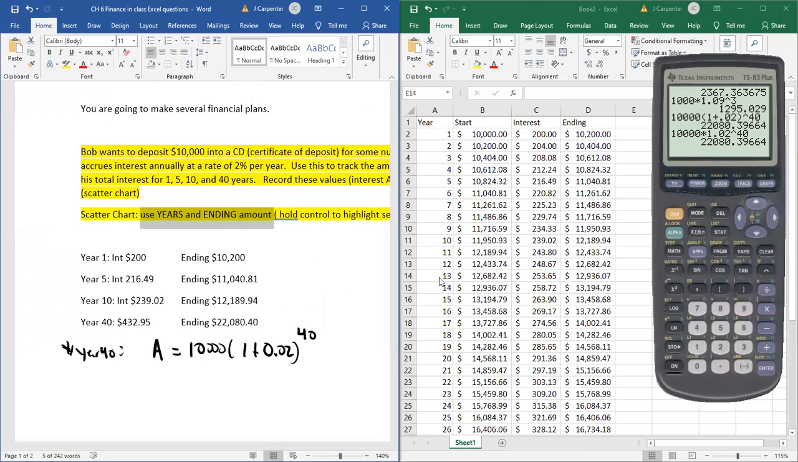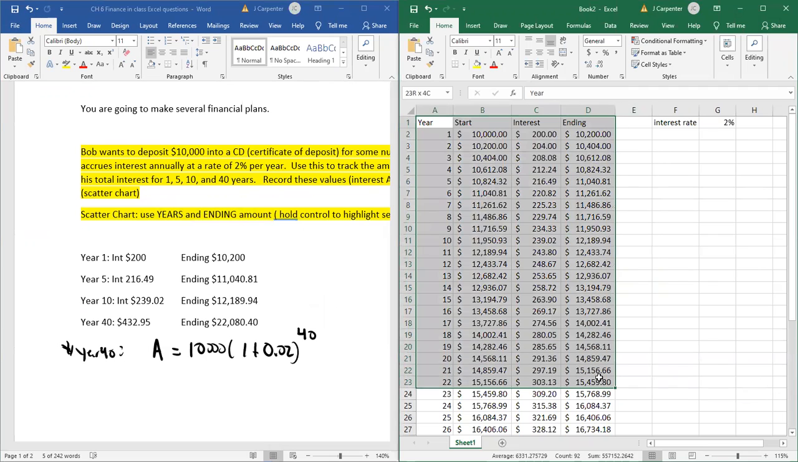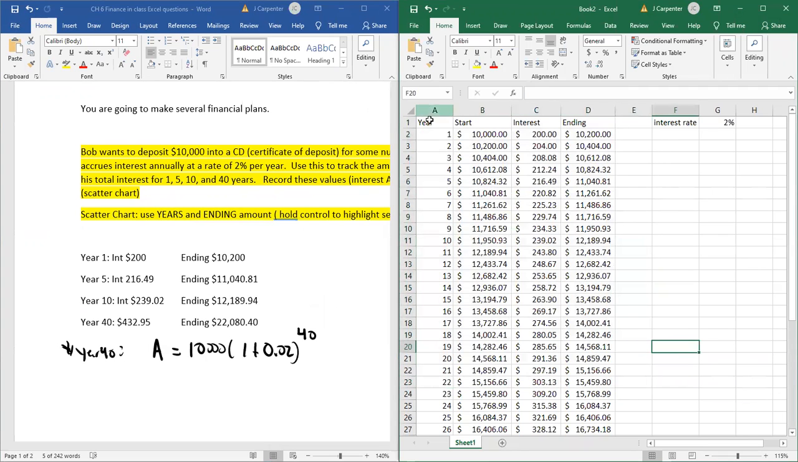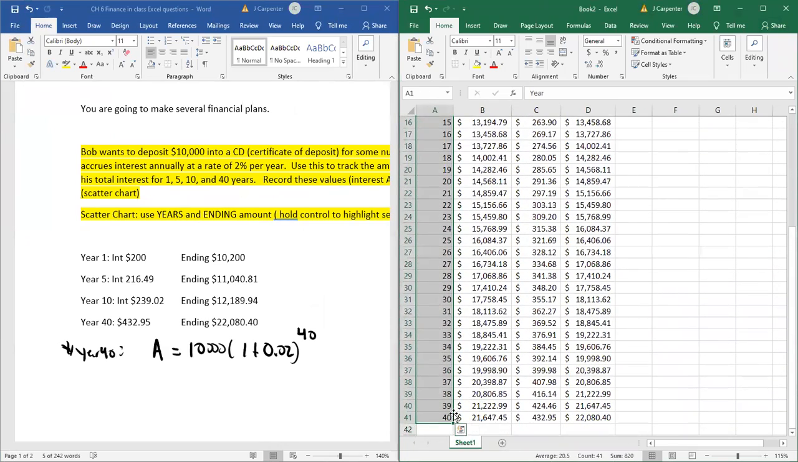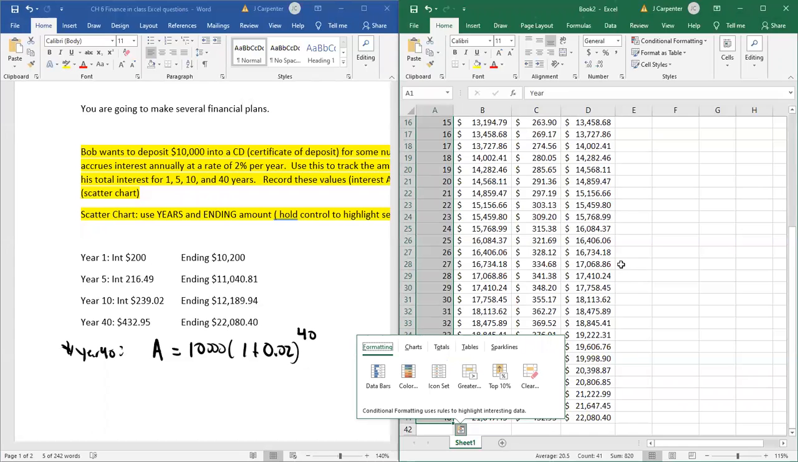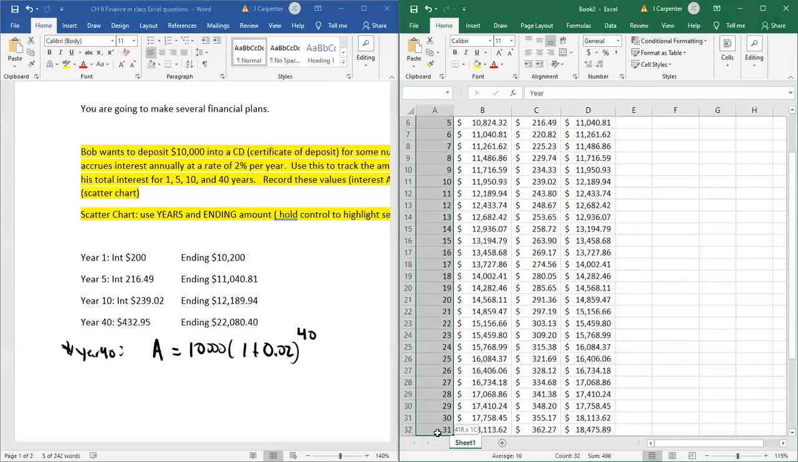So to do that, our years are in this far left column A, and the ending amount is in column D. Those are the only two things we want to highlight. I can't just drag all of it like that. We have to highlight the label and all 40 years. Then we can let go. I am now hitting and holding the control button on my, actually, hold on. That was not what I expected.